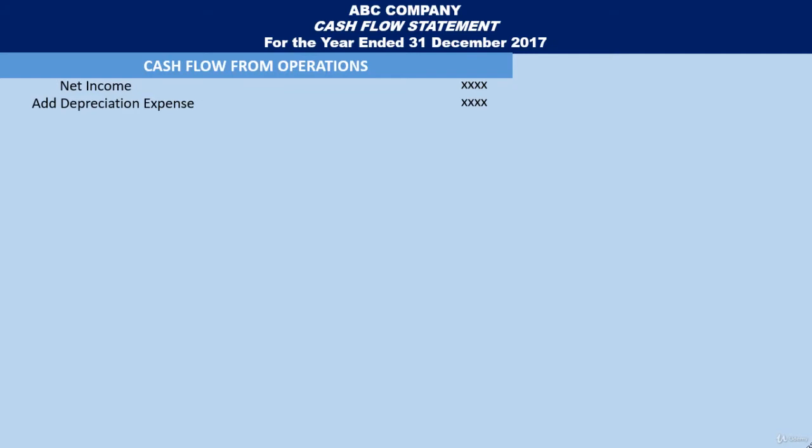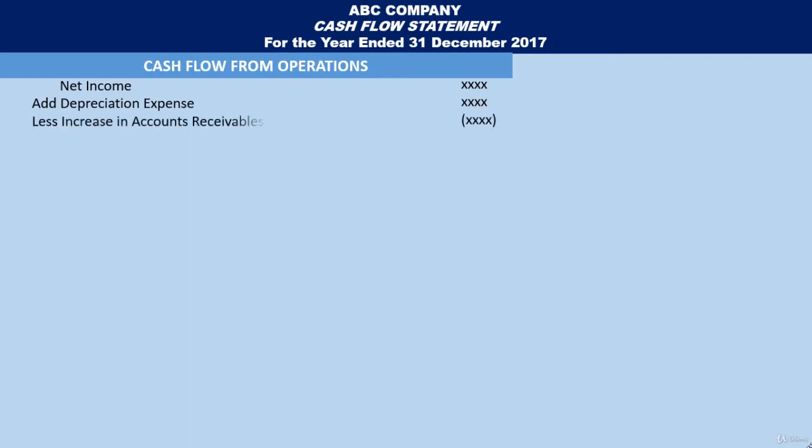Depreciation reduces the net income on the income statement, but it does not reduce the cash account on the balance sheet. Because we begin preparing the statement of cash flow using the net income taken from the income statement, we need to adjust the net income figure so that it is not reduced by the depreciation expense. To do this, we add back the amount of depreciation expense.